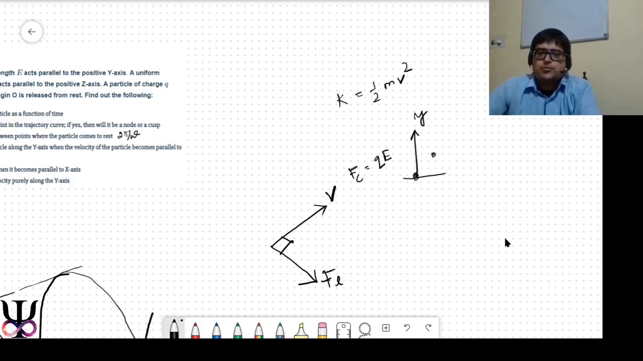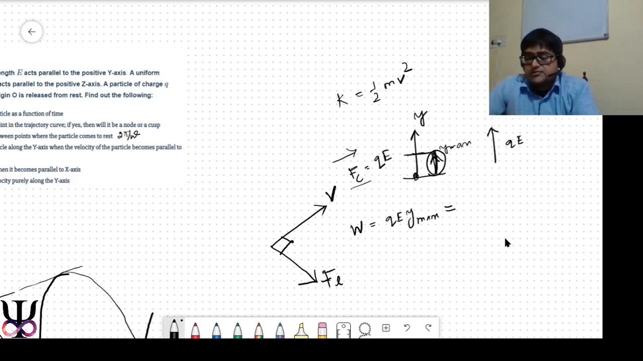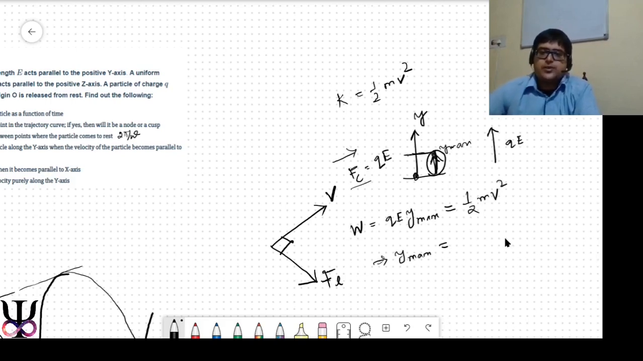So starting from 0 to a particular value of y max, within this displacement, how much work does Fc do? The Fc, which is qE, is along the positive y, so the work done is qE times y max. And what happens to the work done? Because there is no restoring force here, the total work done is converted into the kinetic energy, which is half m v squared. That means y max is going to be m v squared by 2qE.